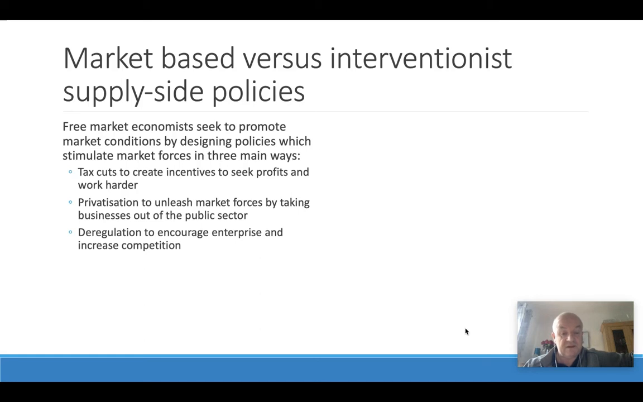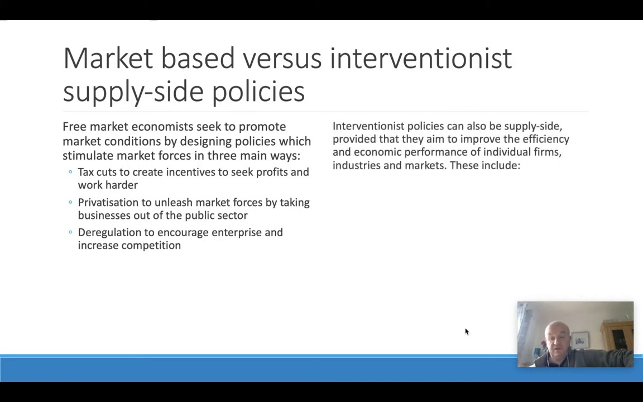And then finally, deregulation, designed to really encourage enterprise and also to increase competition. So very much the free market, about competition, private sector nature of being much more profit targeted, all designed to try to improve, in this instance, supply side. If we look at interventionist policies, and try and compare and contrast why and how interventionist policies might work, they can also be supply side.